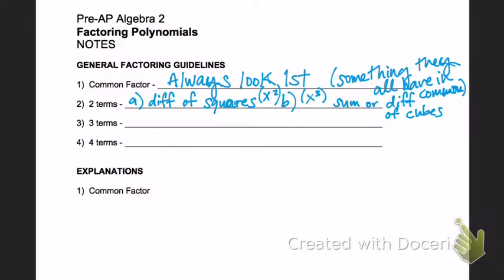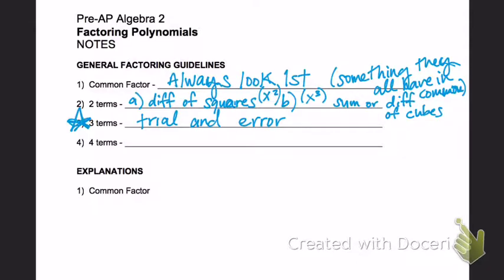3 terms is what you see the most often. A trinomial is what it's called. And I'm just going to tell you right now that it's going to be trial and error. We are going to guess and check. But I'm going to give you strategic ways in which you can guess and check and most of the time get it on the first try. So there are some steps that you're going to take.